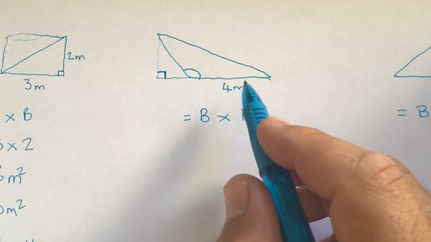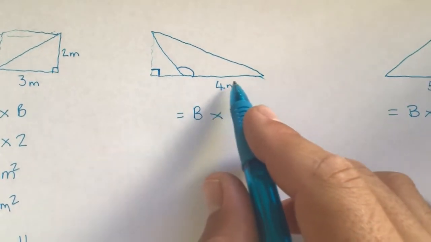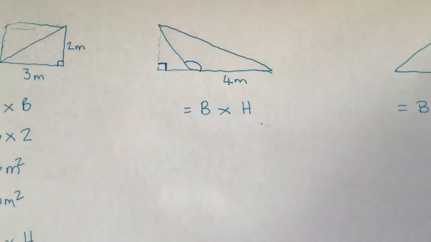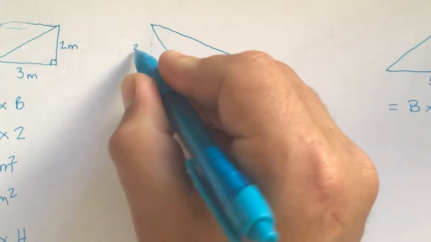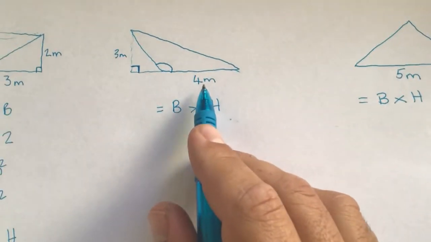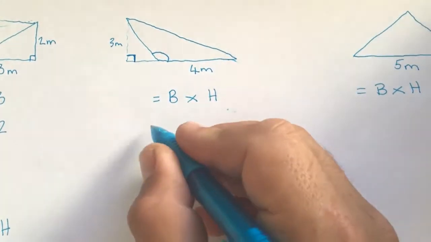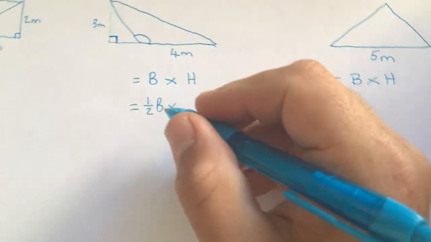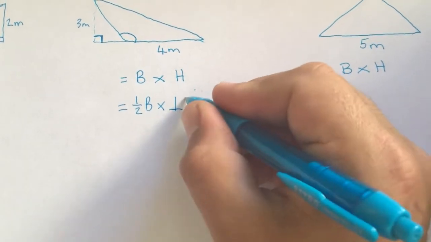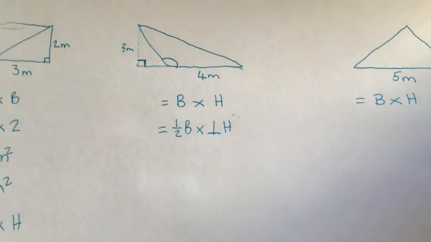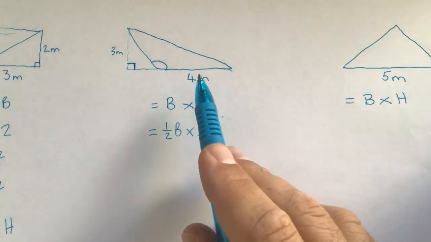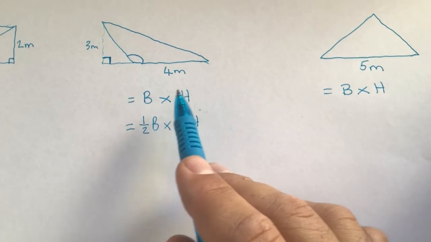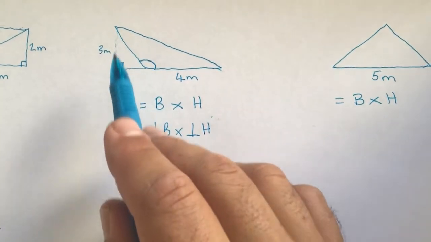So what you would have to do in this case, they would give you this whole measurement for the base, and then they would give you this measurement for the perpendicular height. And those are the measurements you would use. So let's say that this is 3 meters and our base is 4 meters. So again, remember the formula is half base times, and now we're going to include the perpendicular height. So what that means is we've taken half of the base, because remember we're using half of a rectangle, and then we're multiplying it by the right angled portion, the perpendicular height.